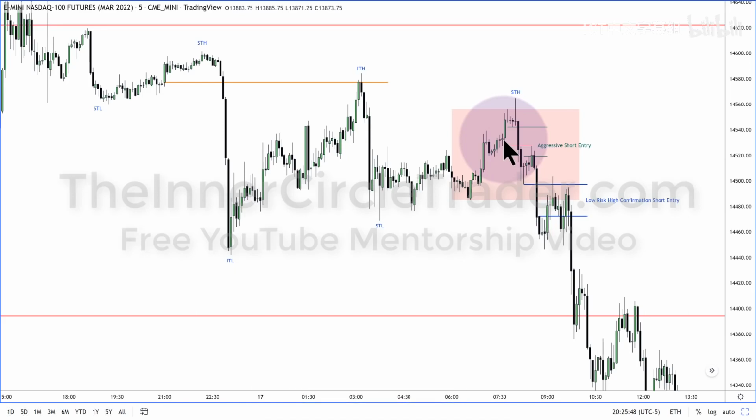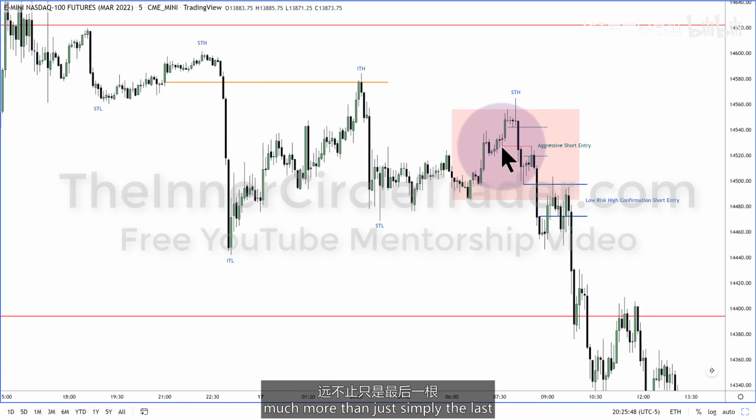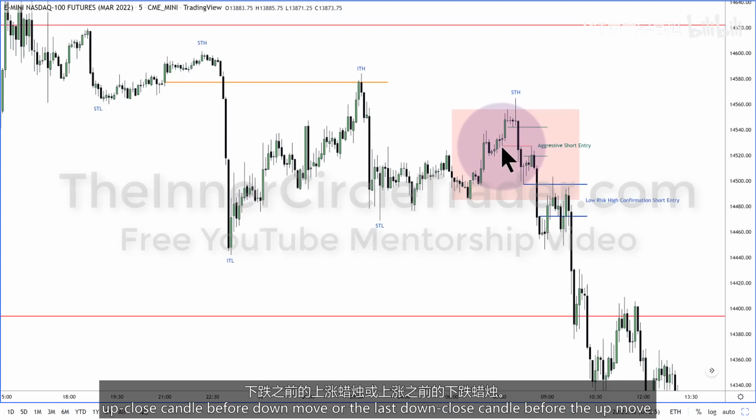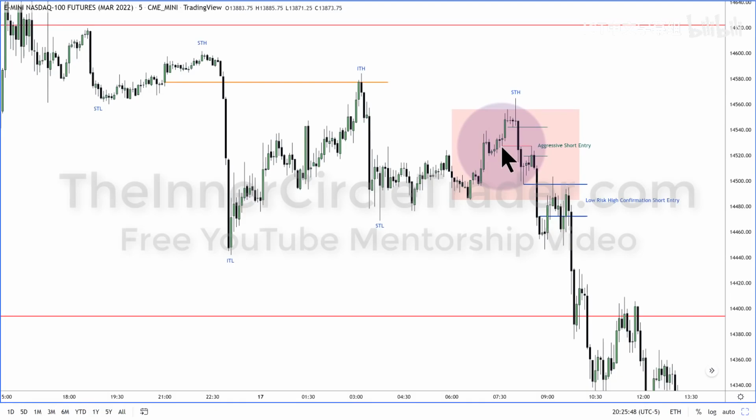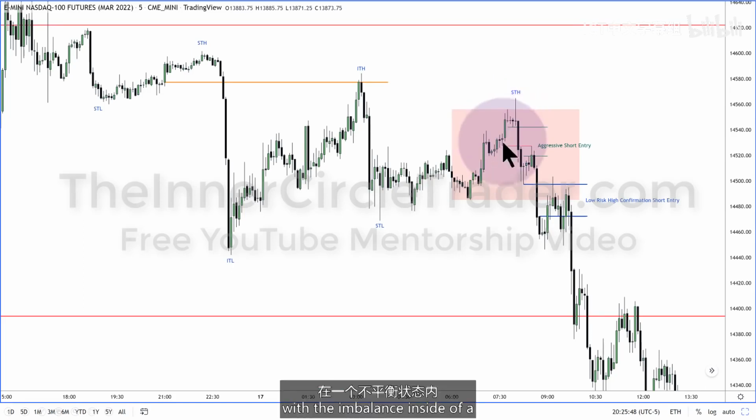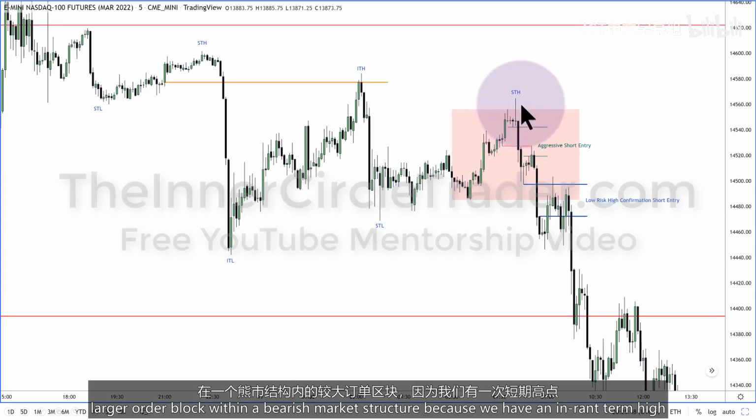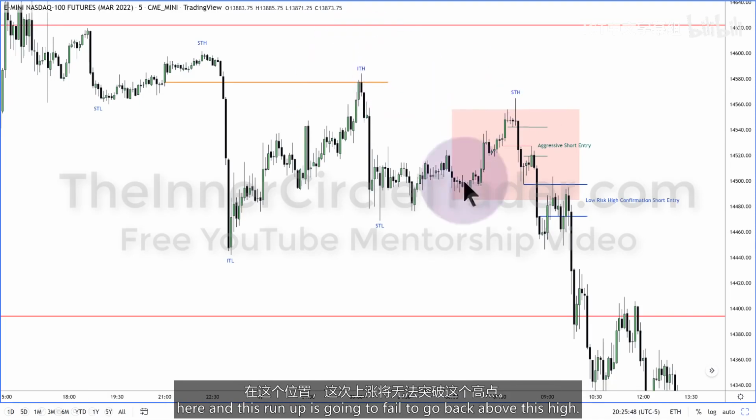You can tell where these folks learned, what lessons I taught from, and where they parroted from. But order block theory is much more than just simply the last up-close candle before the down move or the last down-close candle before the up move. That's not it. This is it. You have the up-close candles together here with the imbalance inside of a larger order block within a bearish market structure because we have an intermediate term high here. Then this run up is going to fail to go back above this high.